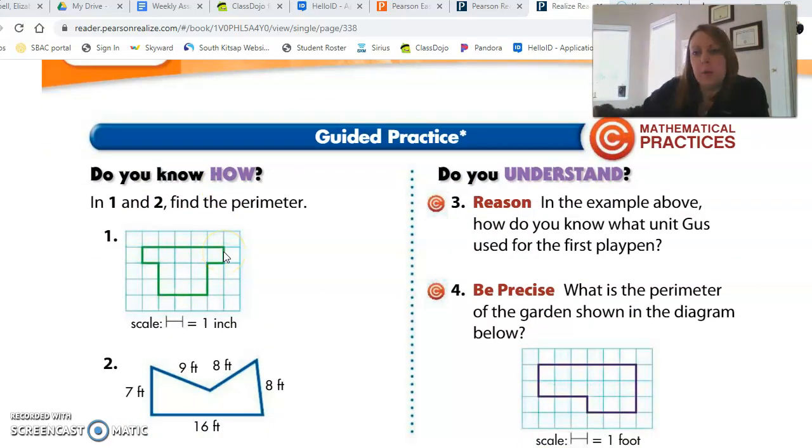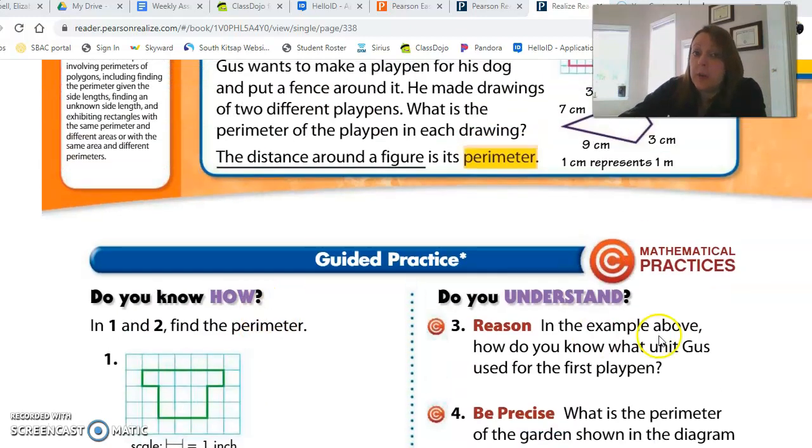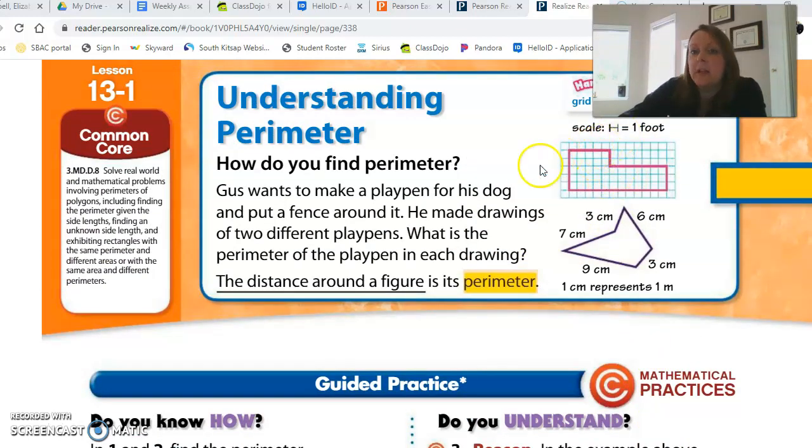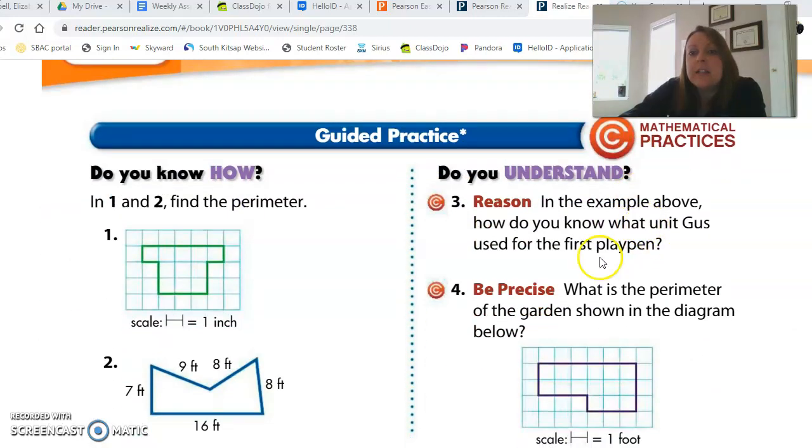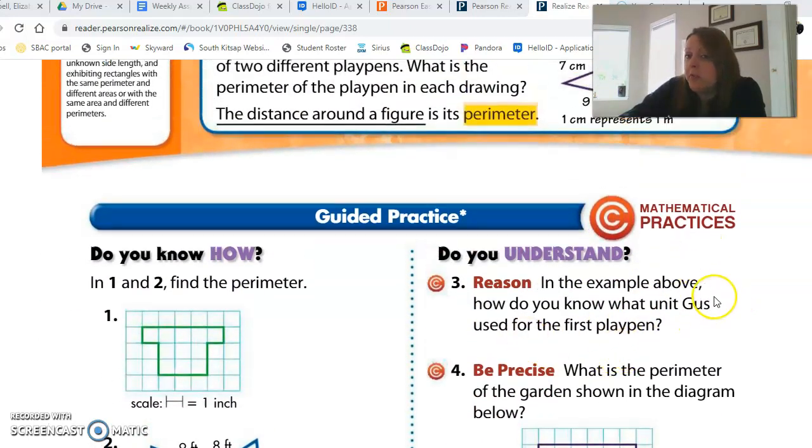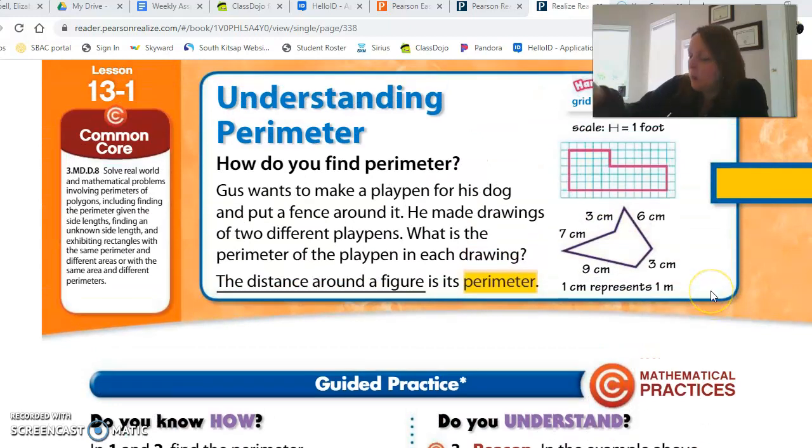In the example above, so remember, if you don't have your book, it's from the video. It was this right here where Gus is making a playpen for his dog. It says, how do you know what unit Gus used for the first playpen? Well, how do we know what unit he used? You have to be very careful when dealing with measurement to know the unit. And in this, we had to look at the scale.